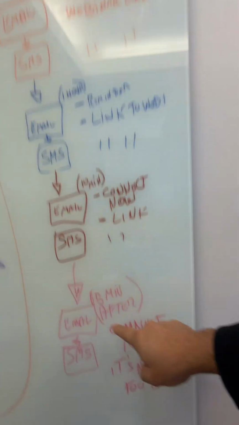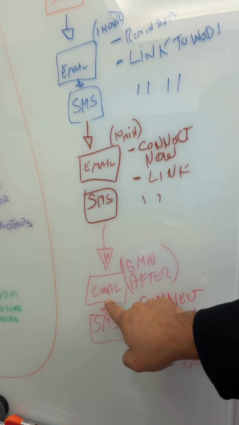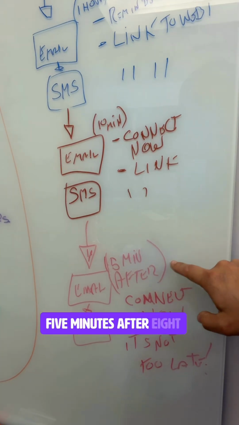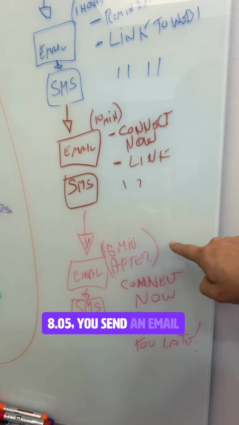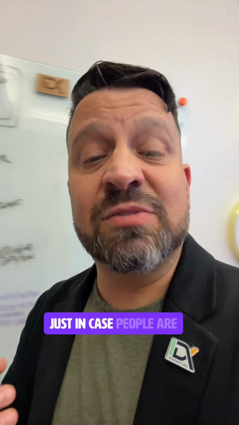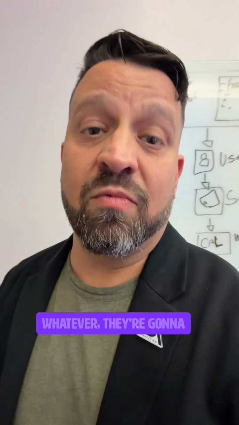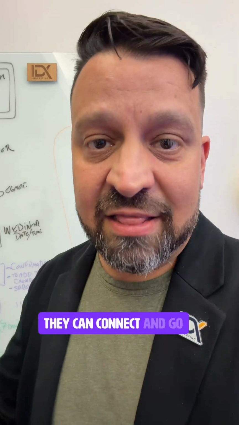But here, you send one last email for this thread 5 minutes after 8. So at 8:05, if you start at 8, you send an email saying connect now, it's not too late. Just in case people think they already missed the time, they're going to miss nothing. They're going to have that link so they can connect and go to your webinar. After that, a bunch of stuff can happen, but this is just a little explanation of how a webinar is done.